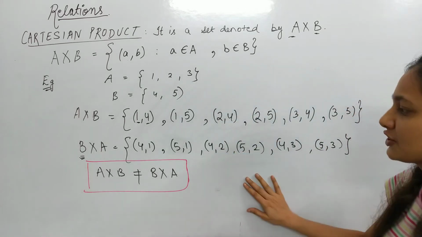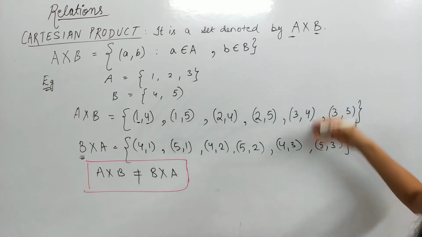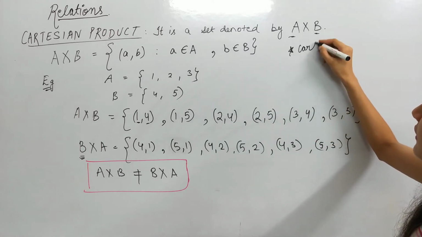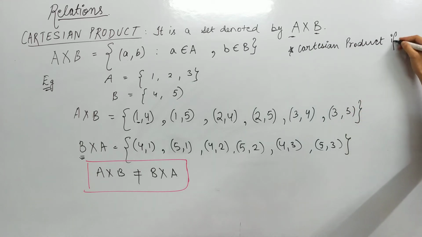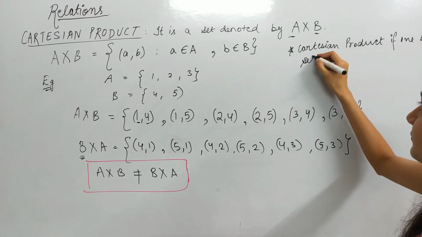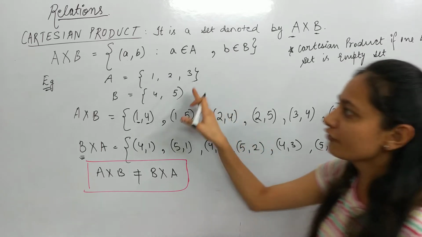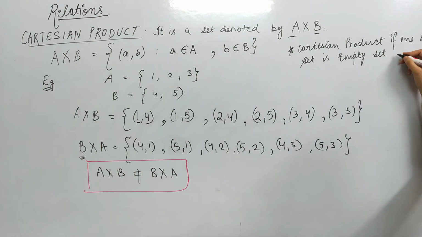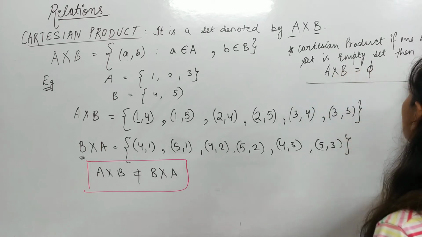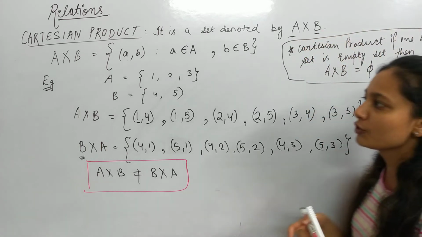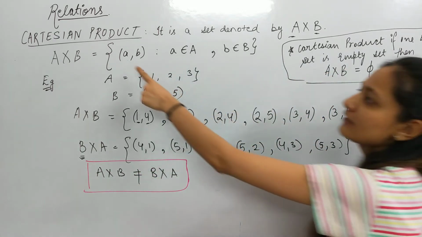Now, if we have to write the Cartesian product where one of the sets is empty, if any one set is empty, then the Cartesian product, A cross B, will be the empty set. If both sets are empty, the Cartesian product will also be empty, because in a Cartesian product you write the ordered pairs.